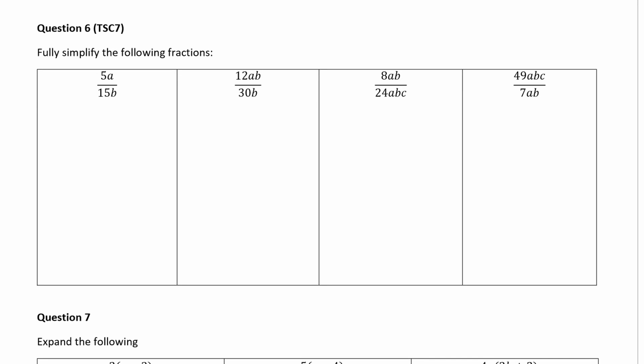All right, time for some dividing here. Okay, let's go. Fully simplify the following fractions. So this is where we have to think about dividing stuff. I've got 5 and 15. I know that both of these are divisible by 5.